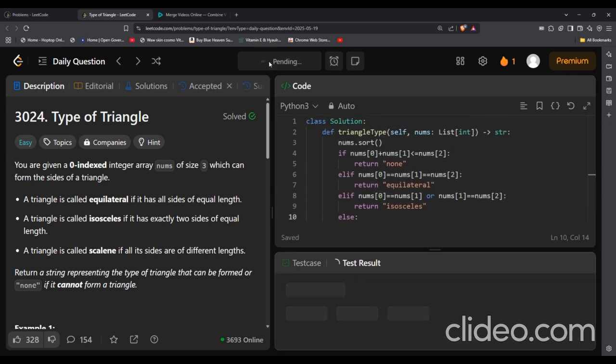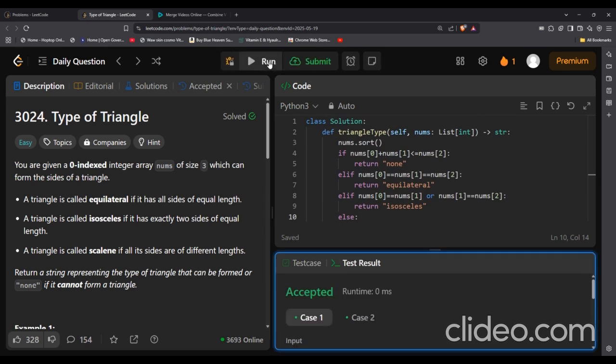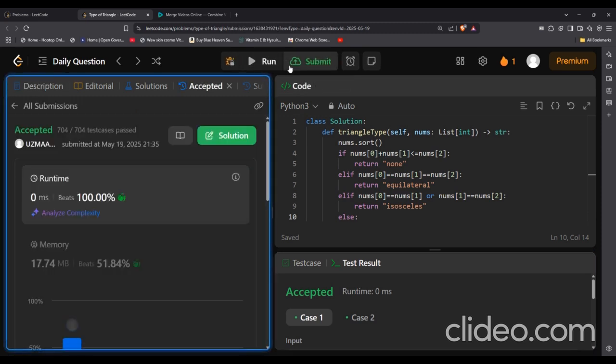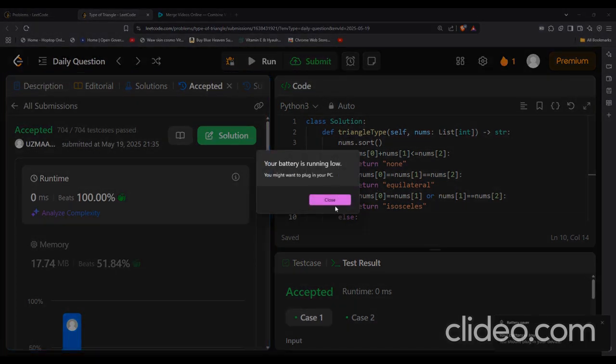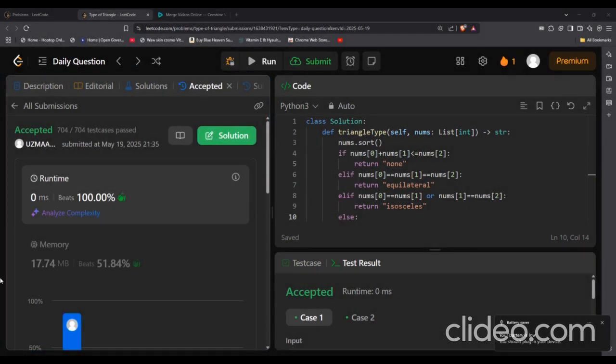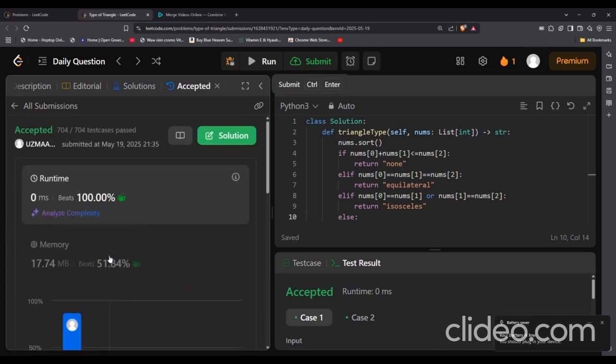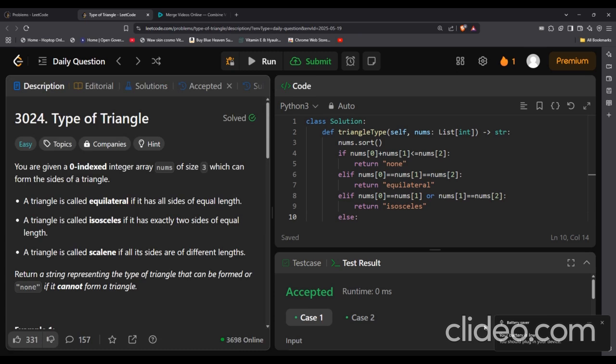So let's run the code. Yes, all the test cases have passed right now. So I hope you understood the question.